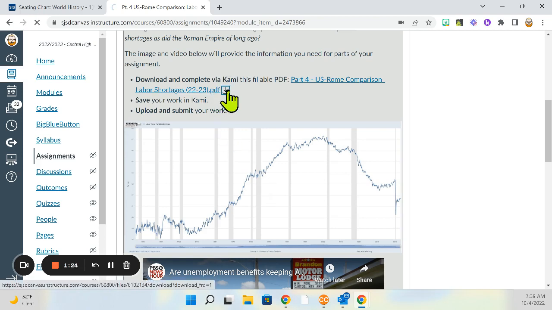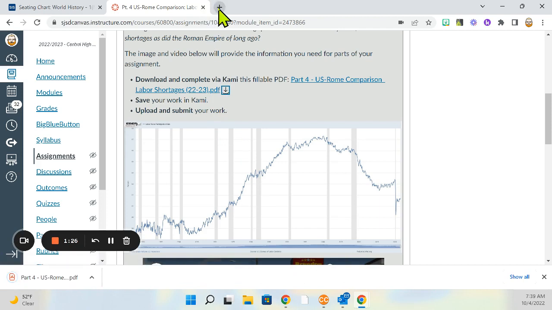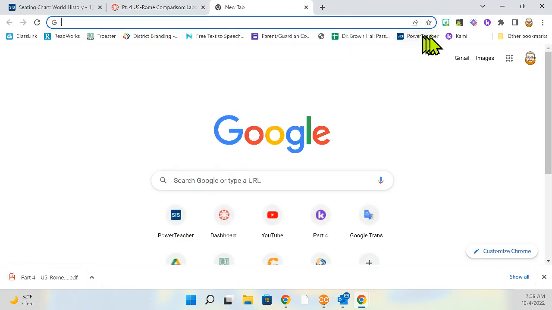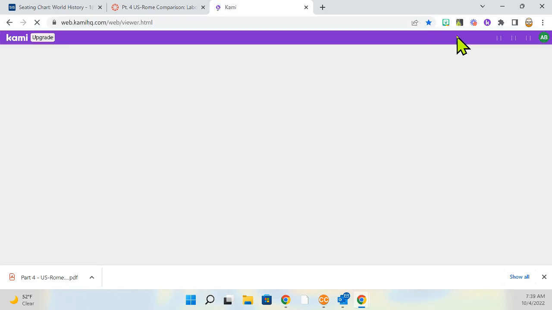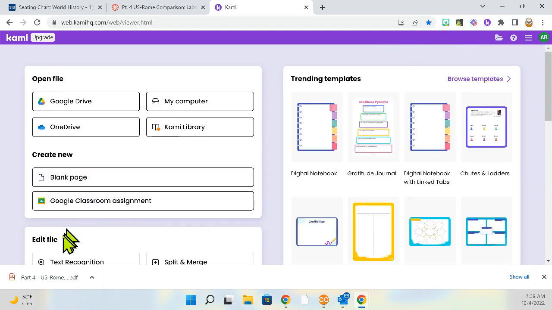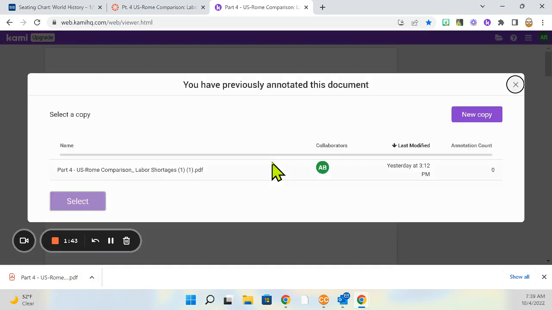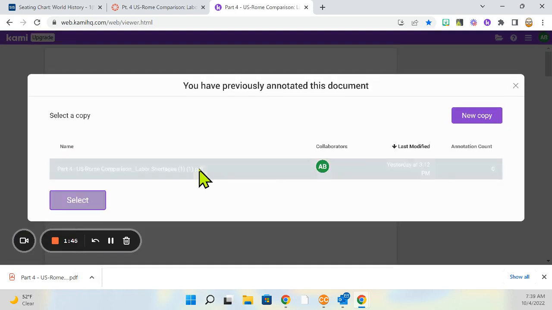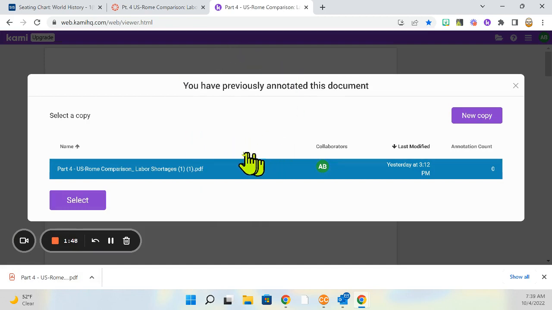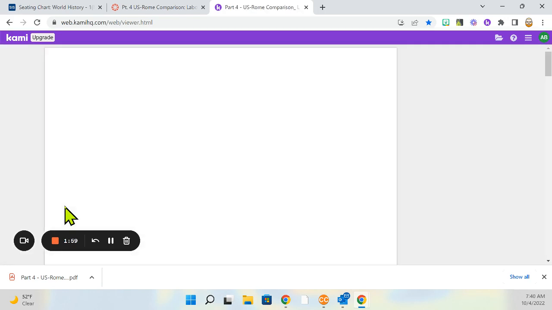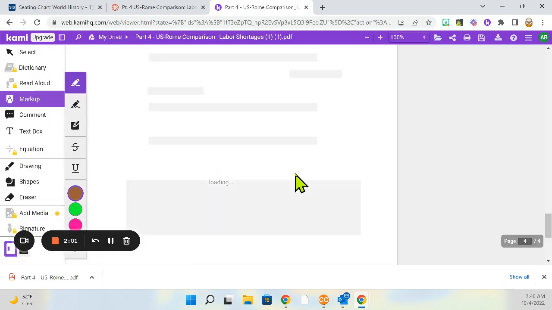For now, please download our new fillable PDF. Open a new tab. Click on Kami from your bookmarks bar. We're going to be working on this assignment for the next 2 class periods. So when you come in tomorrow and open this, make sure you click your previously annotated version and continue your work.